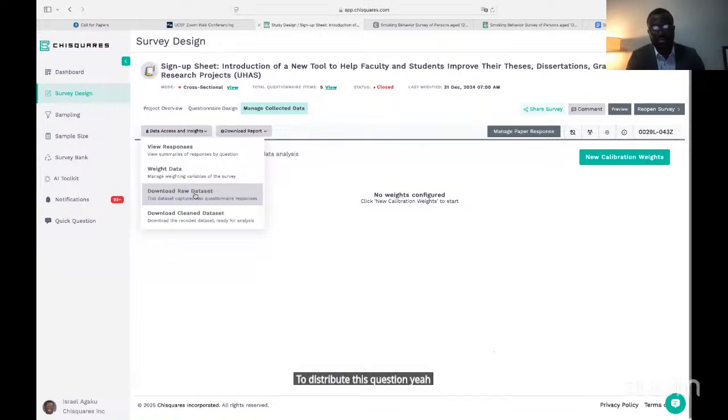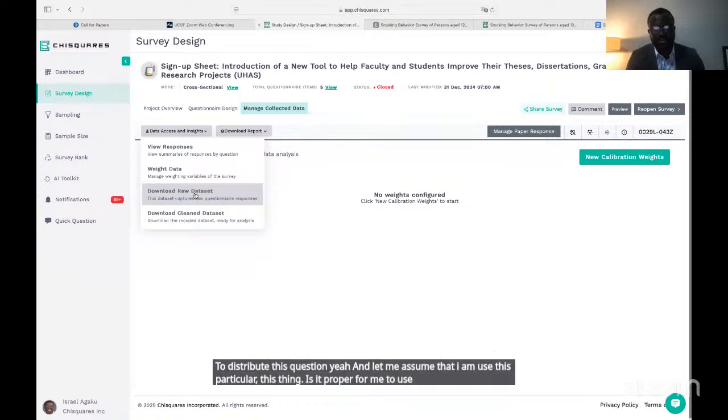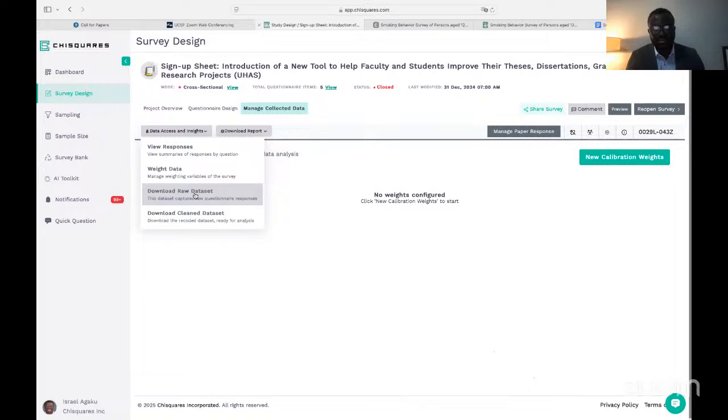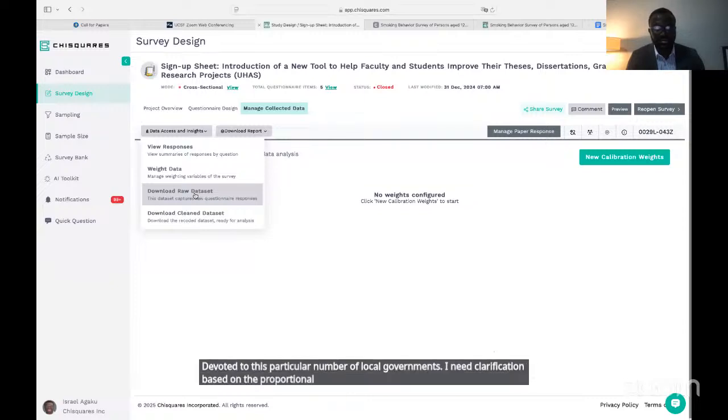And let me assume that I am to use this particular thing. Is it proper for me to use proportional, to have exact number attributed to this particular number of local governments? I need clarification based on the proportional perspective, which actually is not a stratified study. So I just need clarification from this angle, Prof. Thank you.